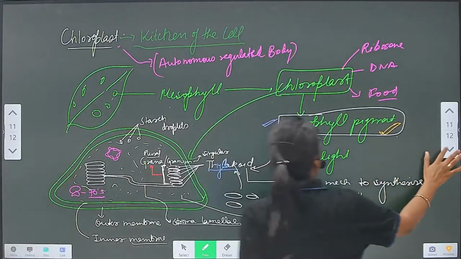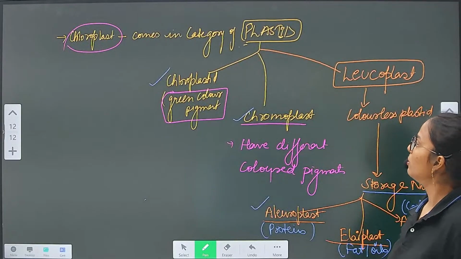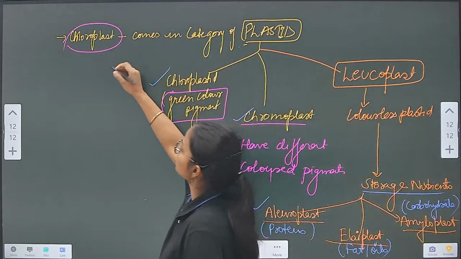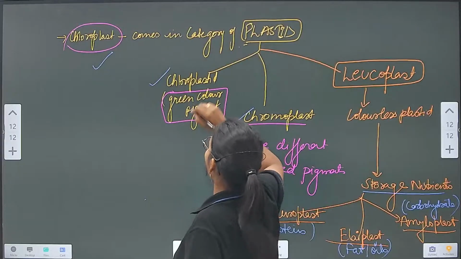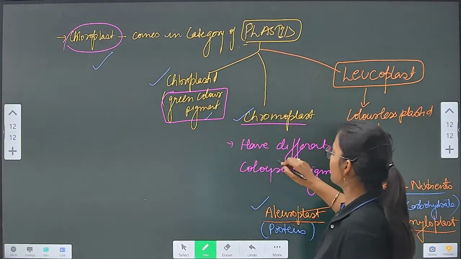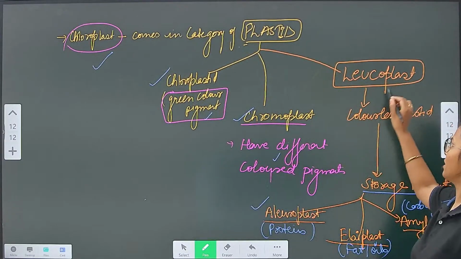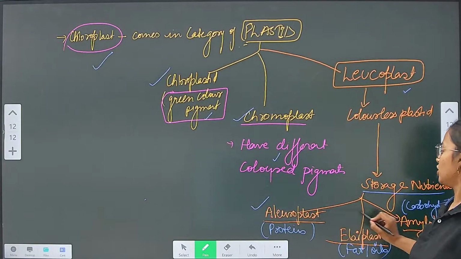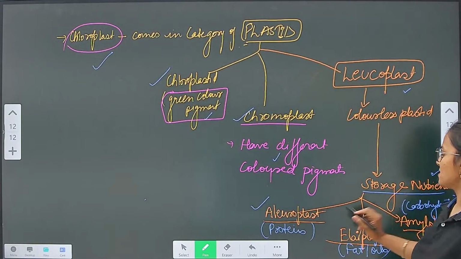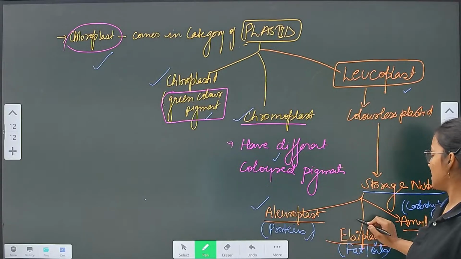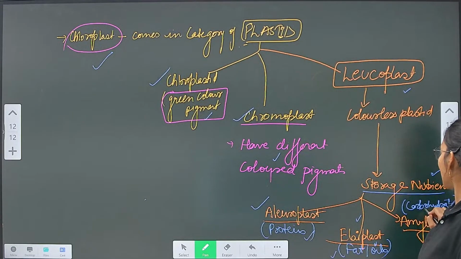Alright? And this was about the types of plastids. Basically, chloroplast is also a type of plastid having green color pigments, chromoplast has different pigments, and leucoplast has no pigment and is the site of storage of different nutrients: aleuroplast for proteins, elaioplast for fats, and carbs are stored in amyloplast.